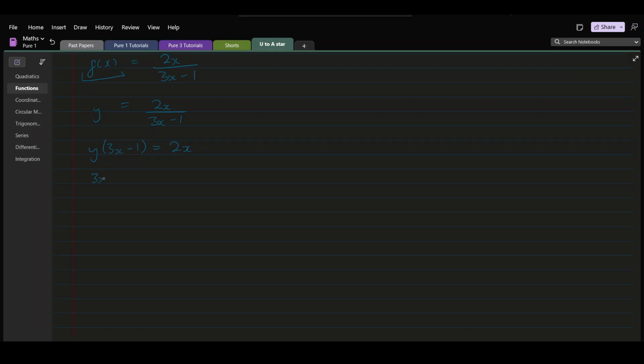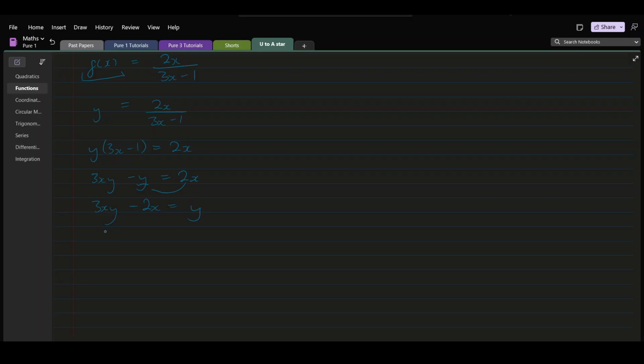That becomes 3xy minus y is equal to 2x. Then we're going to put any term that contains an x on the same side, and anything else will move to the other side. So this becomes 3xy. Then we're moving this 2x to the left hand side, so it becomes minus 2x. And the negative y is going to the right hand side, it becomes a positive y.